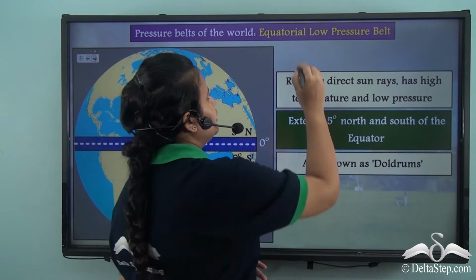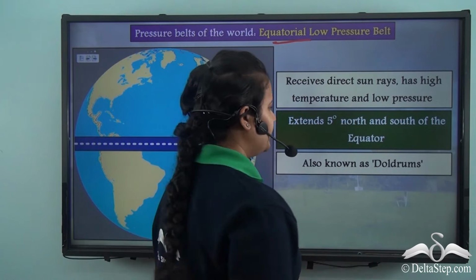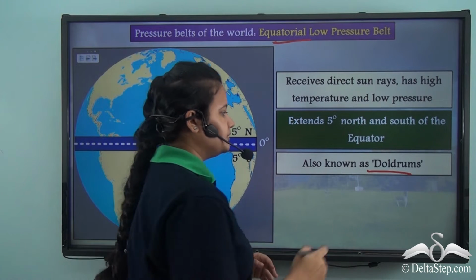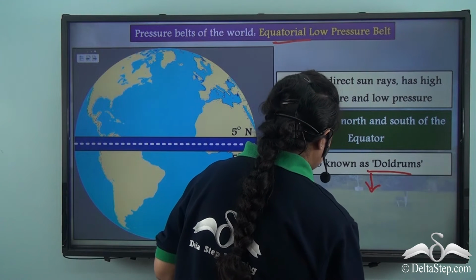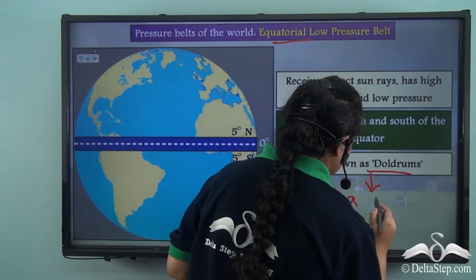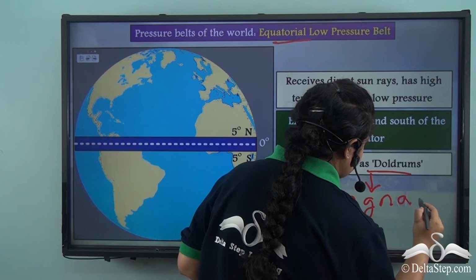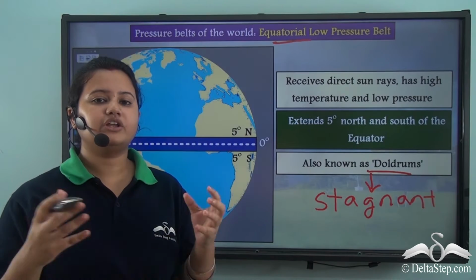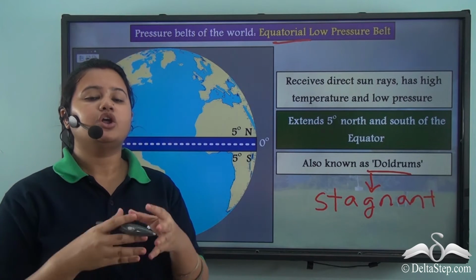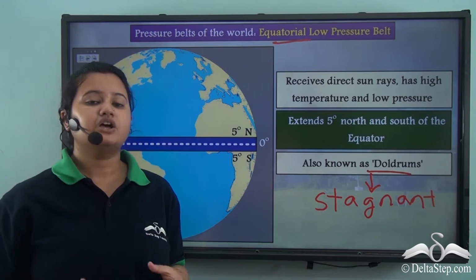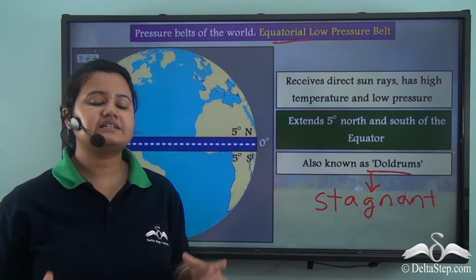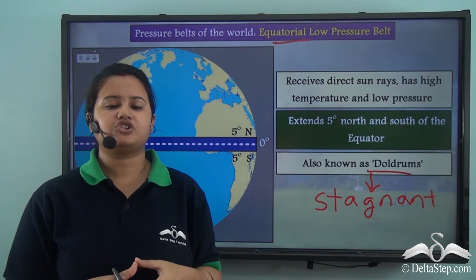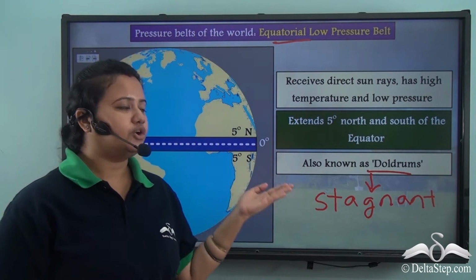The equatorial low pressure belt is also known as doldrums. Now, the literal meaning of doldrums is a stagnant or depressed state. Now, we know that in the equatorial region, low pressure condition prevails. So, this region has little wind movement, and due to this reason, the equatorial low pressure belt is also known as doldrums.